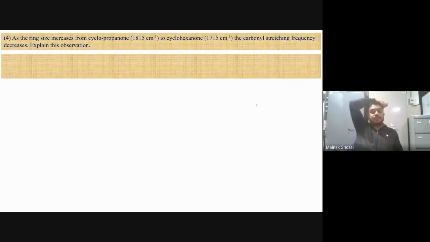Now, coming to this question. As the ring size increases from cyclopropane to cyclohexanone, the carbonyl stretching frequency decreases. You need to explain the observation. I am just writing the structures.